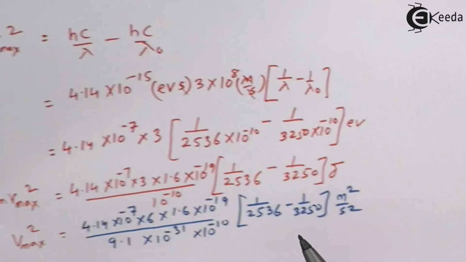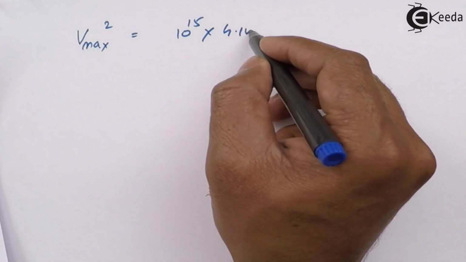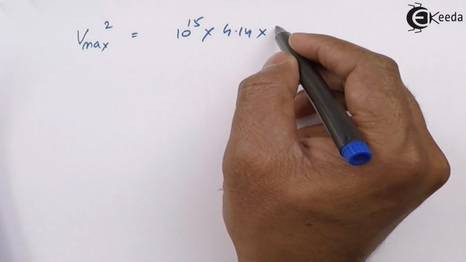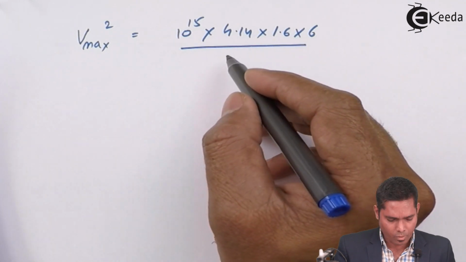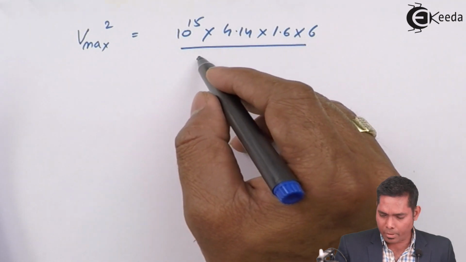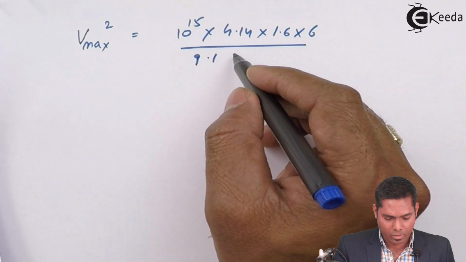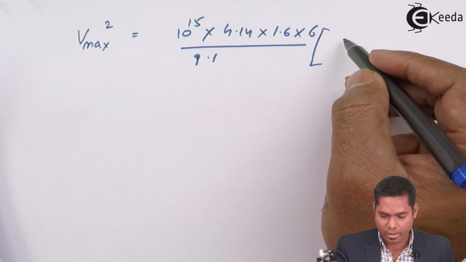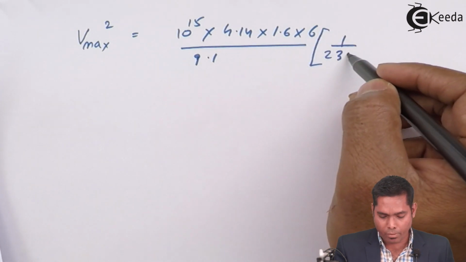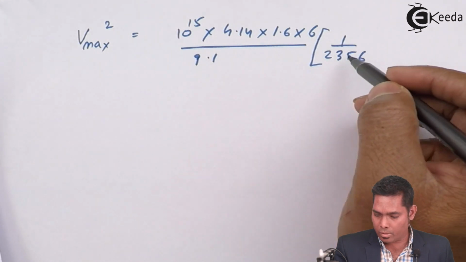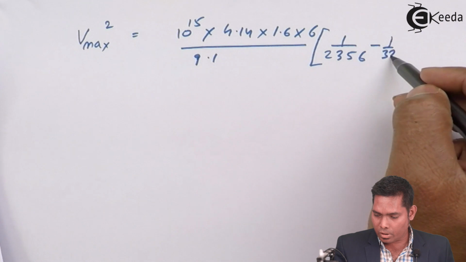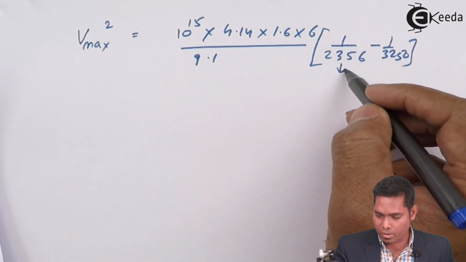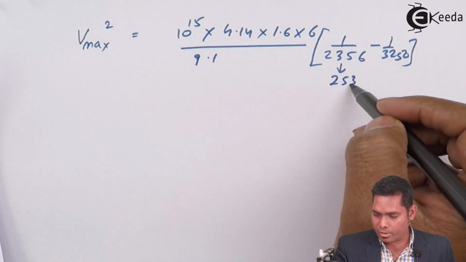4.14 × 1.6, and 6 is there, divided by 9.1, and that's all. And this side is 1/2536 minus 1/3250. This is actually 2536.